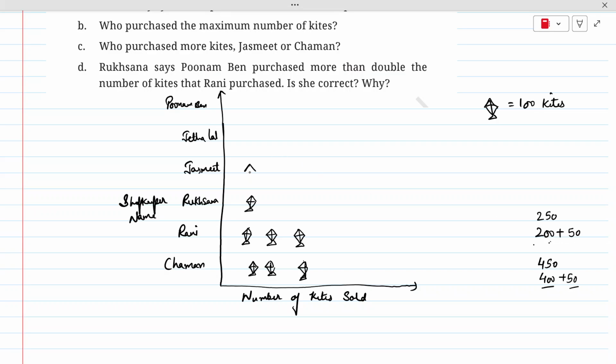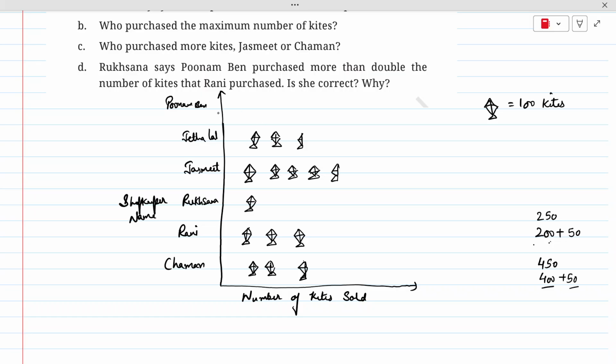Right? So let's do this. This is 1, 2, 3, 4 and 5. Okay, this is half kite. Next, this is Jethalal. Jethalal has 250 kites. 250 again, 200 plus 50. That means we will draw 2 full kites and 1 half kite. Correct?